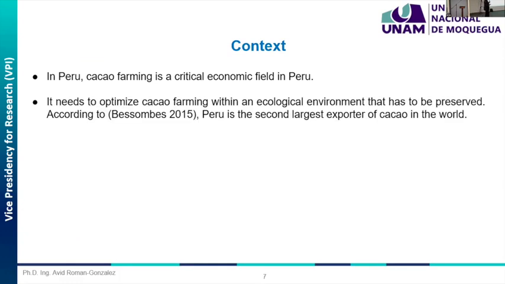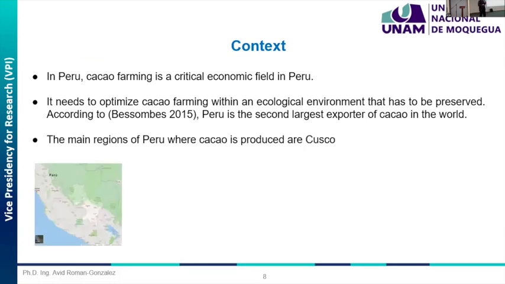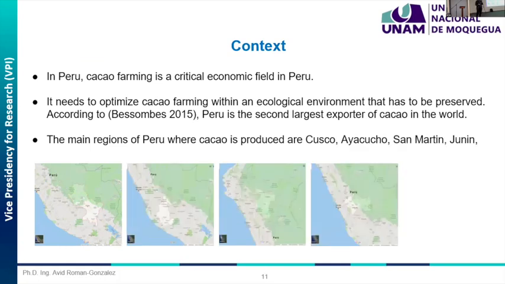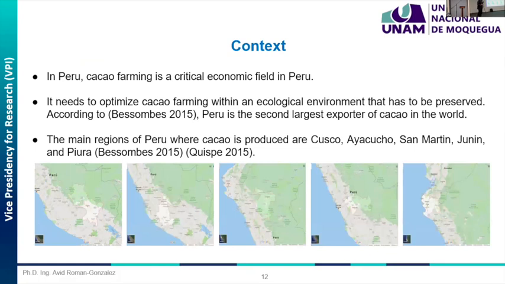As I told you, the idea is to replace the coca farming with cacao. In Peru, the production of cacao has increased by 15% in the last years. And we have cacao in different regions, but the main regions are Cusco, Ayacucho, San Martin, Junín, and Piura. These are regions where cacao production is big.